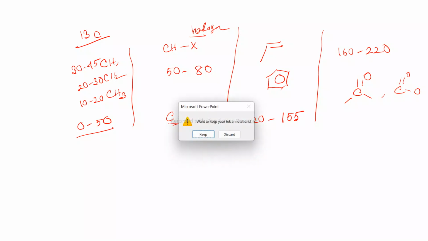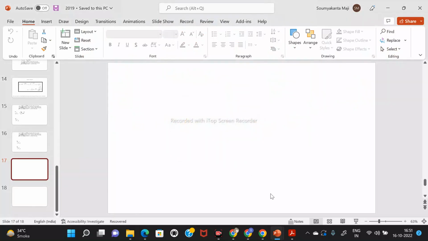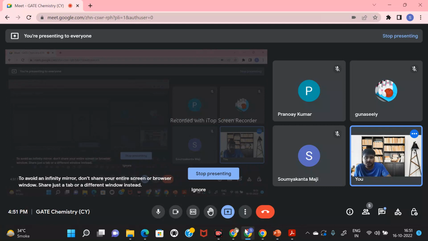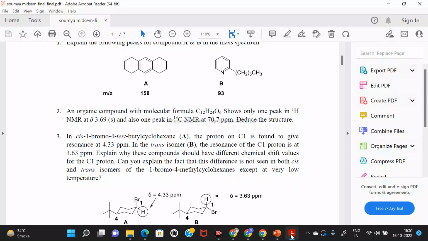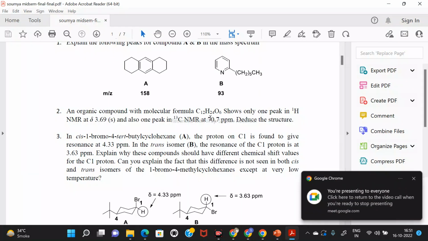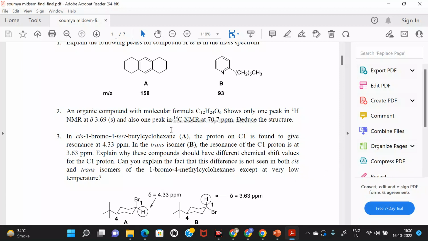Okay, so now solve the question. The formula is C12H24O6. There is only one peak in the 1H NMR with delta equal to 3.69, and the 13C NMR shows 70.7, the reduced structure.